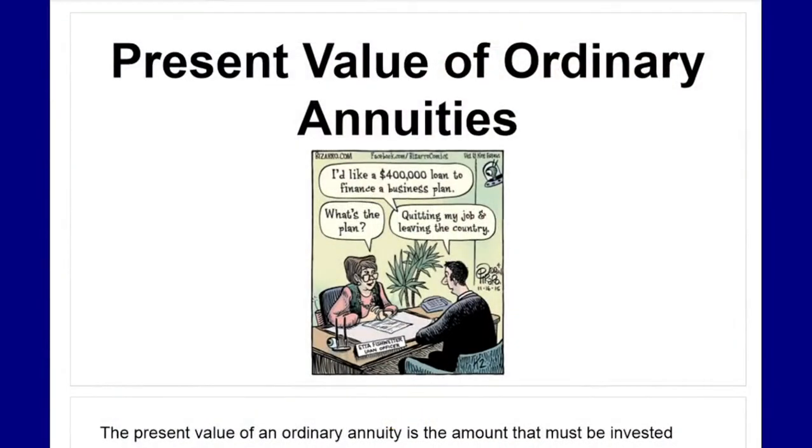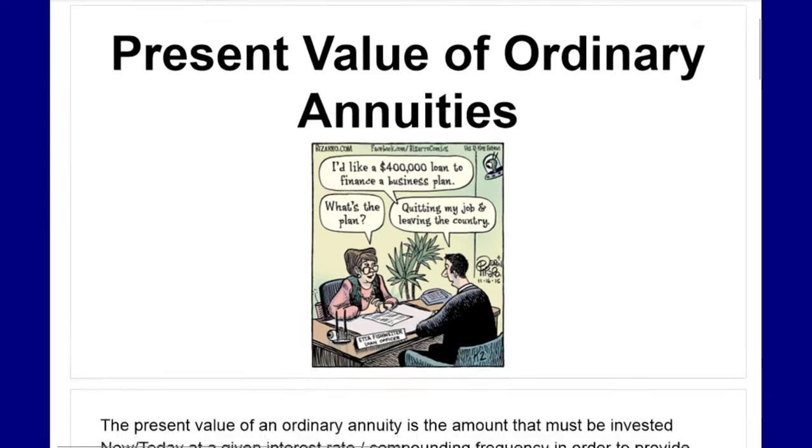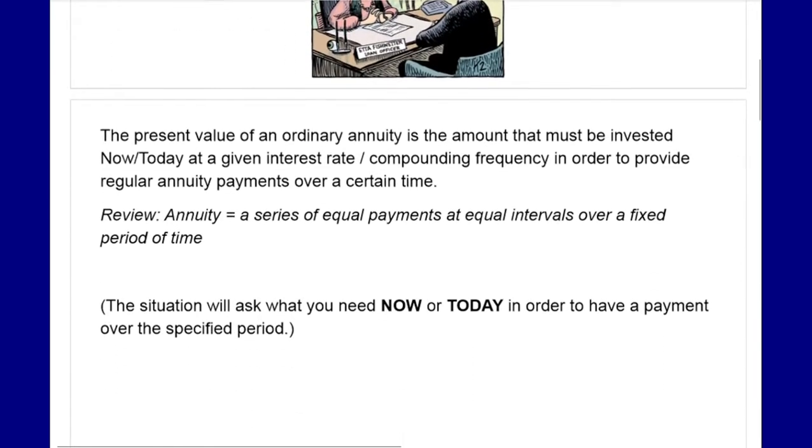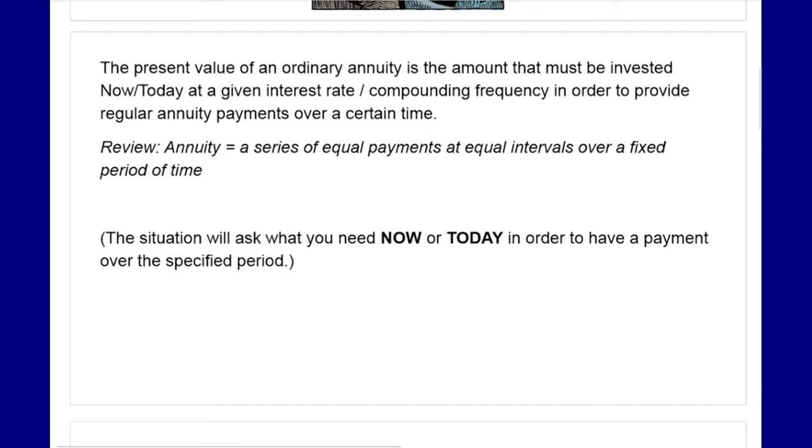In today's lesson, we are going to be looking at the present value of ordinary annuities. This is similar to what we looked at when we looked at the present value of compound interest questions. However, we're just going to be looking at the same thing with annuities. So the present value of an ordinary annuity is the amount that must be invested now, or today, at a given interest rate or compounding frequency in order to provide regular annuity payments over a certain period of time.